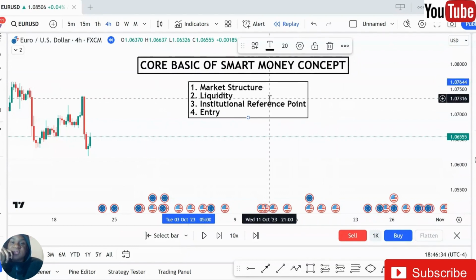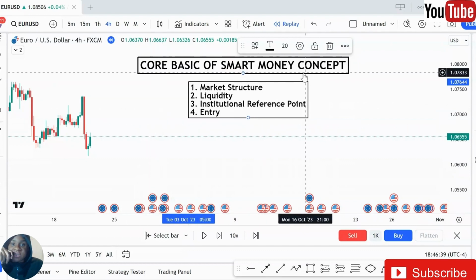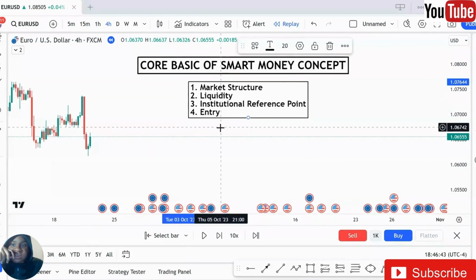So firstly, we're going to start with the core basics of SMC, we all know as smart money concept. These are things that you must know to be able to use these concepts in analyzing the market.